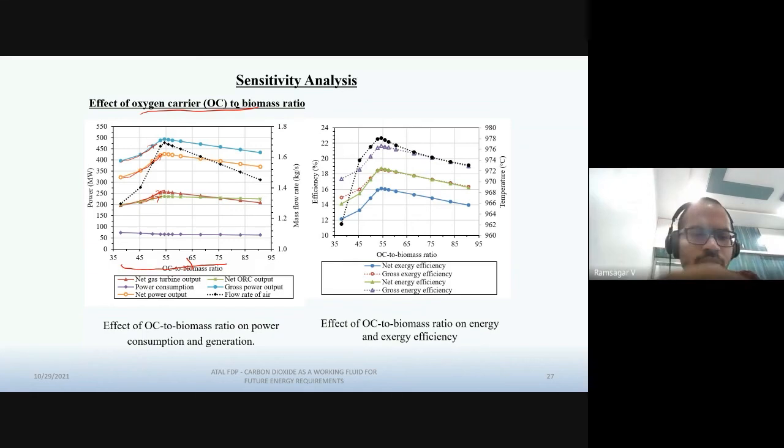You can also see the effect on another variable: as we increase the oxygen carrier, the amount of air required also increases. Why? Because more metal oxide is used and more oxygen is supplied, so more oxygen carrier is reduced, and the reduced oxygen carrier ultimately comes into the air reactor, where we need more air to re-oxidize that reduced form of metal oxide. So that's why the air amount is also increased.